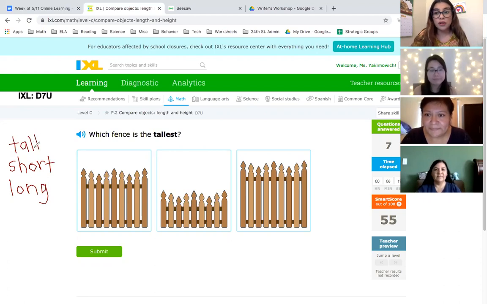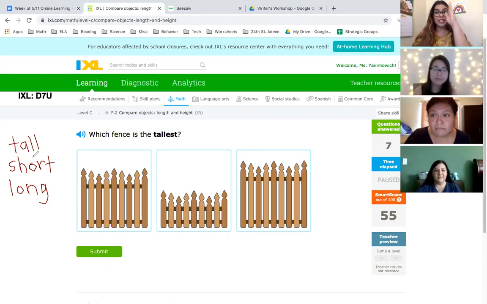When we're talking about tall, we're talking about the height of something. Height is how long something is when standing up. So how big or how tall it is, right? We want to think of height and think of us when we're standing up. How tall do we stand, right?